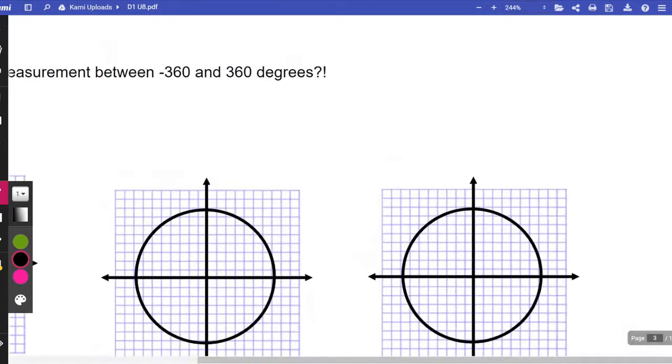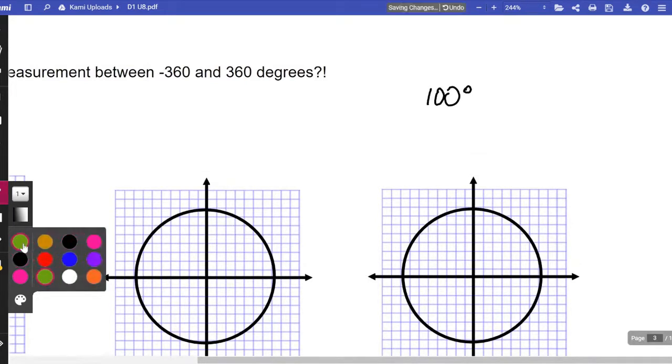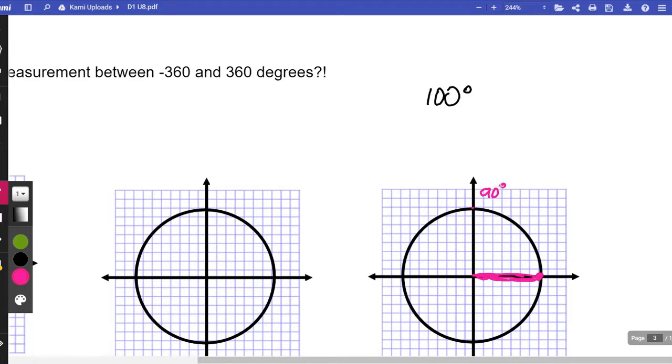But let's say we'll do this one here. Just pick one. How about 100 degrees? If I'm doing 100 degrees, start at your initial side, okay? And I don't really know where 100 degrees is exactly, but I know that it's like 10 degrees more than 90 degrees. And I know that 90 is right here. So I would say that my 100-degree angle of rotation would probably be somewhere over there.